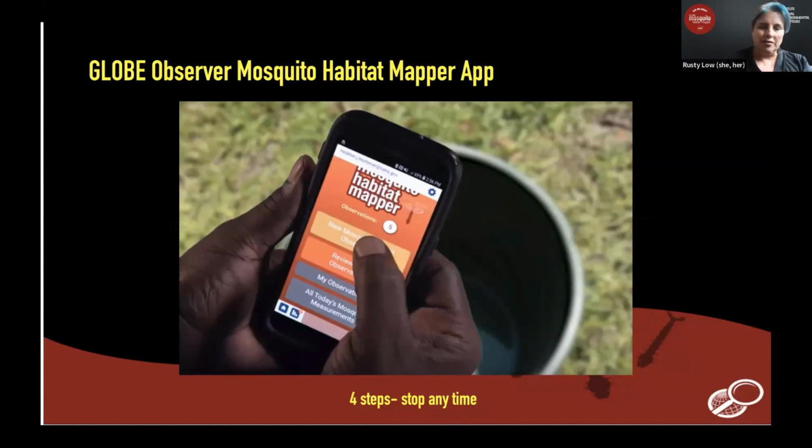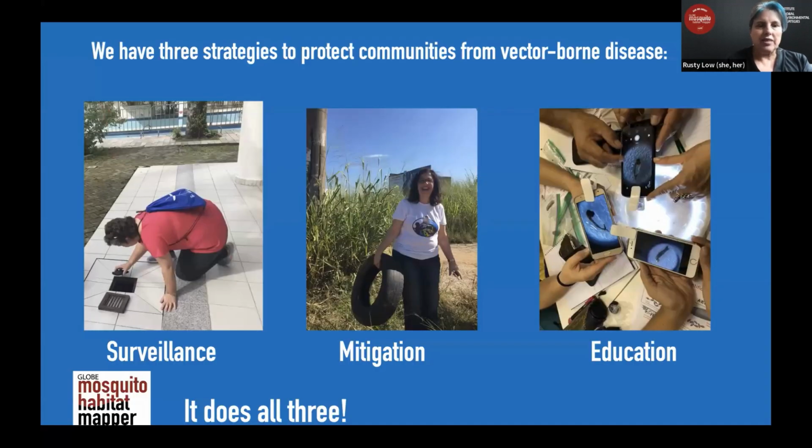So you saw this little video showing you the 4 steps. I just wanted to show you how pretty straightforward it is, how to use the app. We designed it that way.